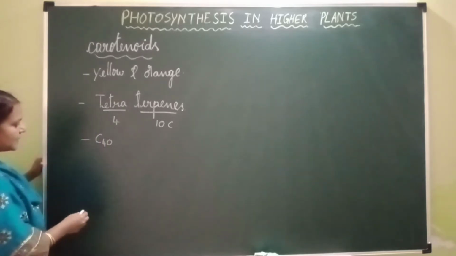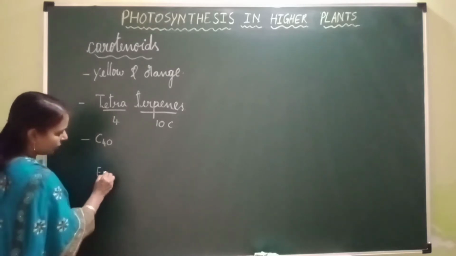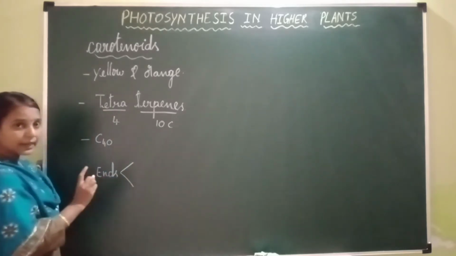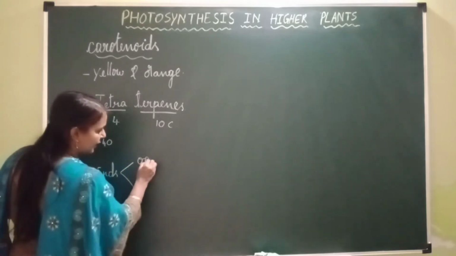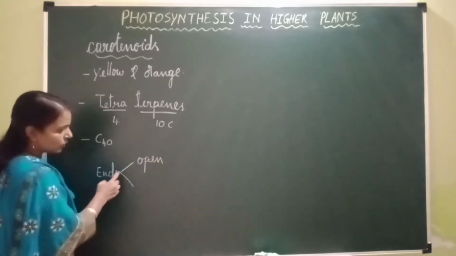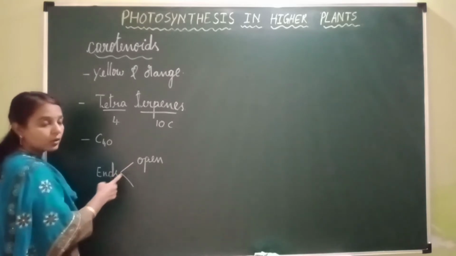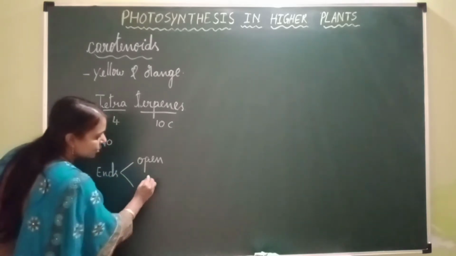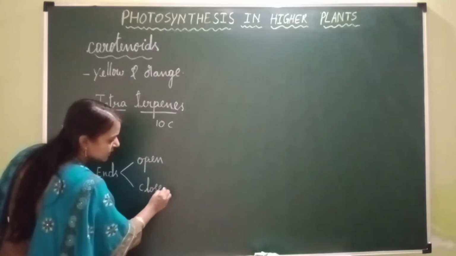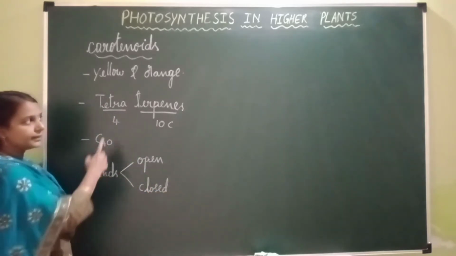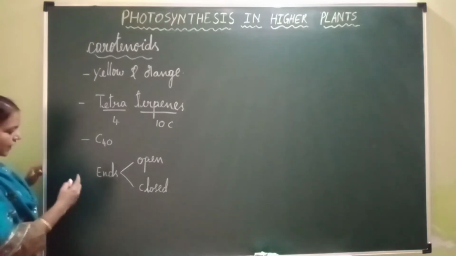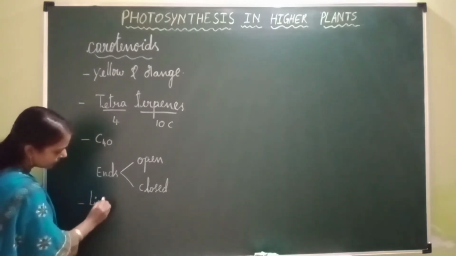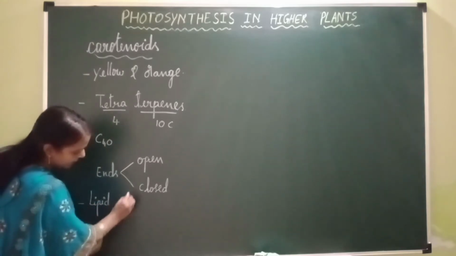And these tetraterpenes can be open-ended or closed-ended. That means the ends of these terpenes are either open or closed. If the ends are open, they are called open-ended tetraterpenes. If the ends are closed, they are called closed-ended tetraterpenes. And these carotenoids are lipid soluble.